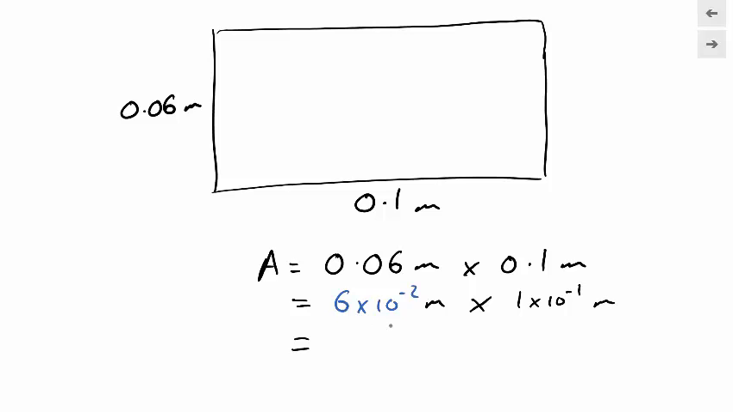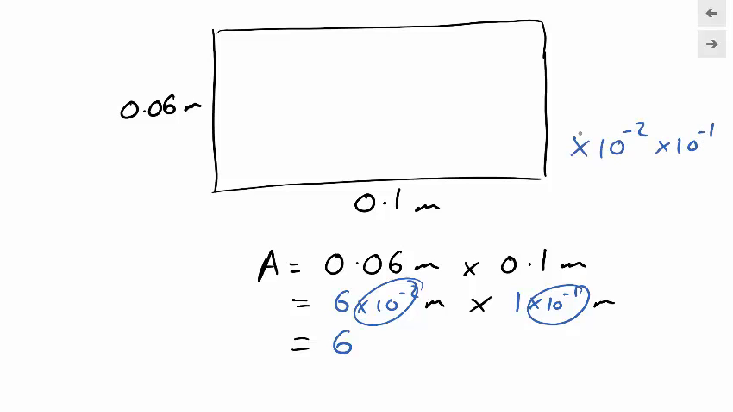So I just do 6 times 10 to the minus 2 multiplied by my 1 times 10 to the minus 1. All right, so 6 times 1 is just 6, times 10 to the minus 2 times 10 to the minus 1. I'm just multiplying, so therefore I add the powers together. So minus 2 add negative 1 becomes 10 to the power of negative 3. And then the metres times metres is just metres squared.